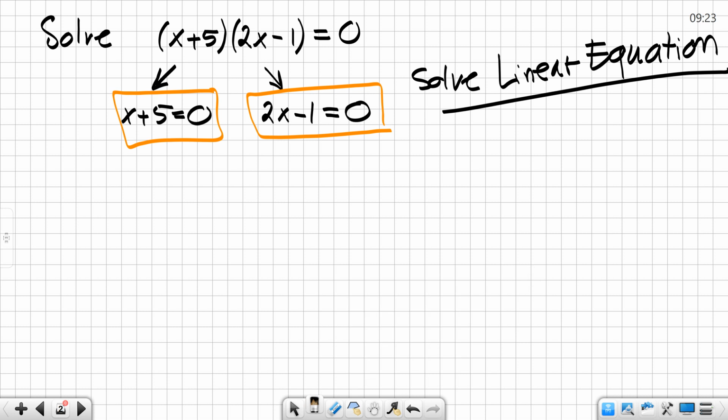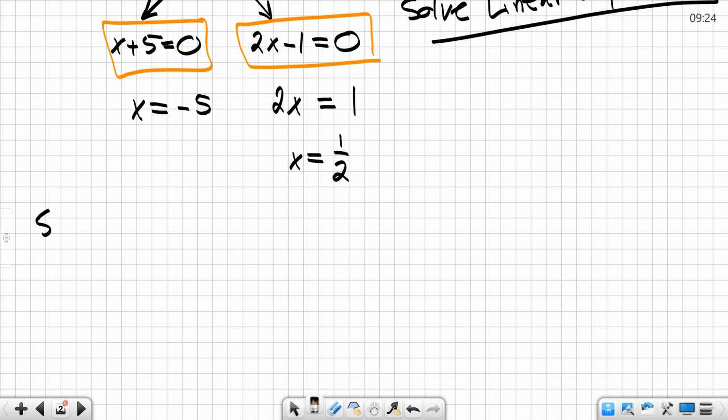In the first case, I just subtract 5 from both sides, and I get that x has to be negative 5. In my second equation, I first take the negative 1, I move it to the right side by adding 1, and now I'm dividing both sides by 2, and I get that x is equal to 1/2. So, and you see already now that I'm not writing those in-between steps down anymore. We are speeding up a little bit.